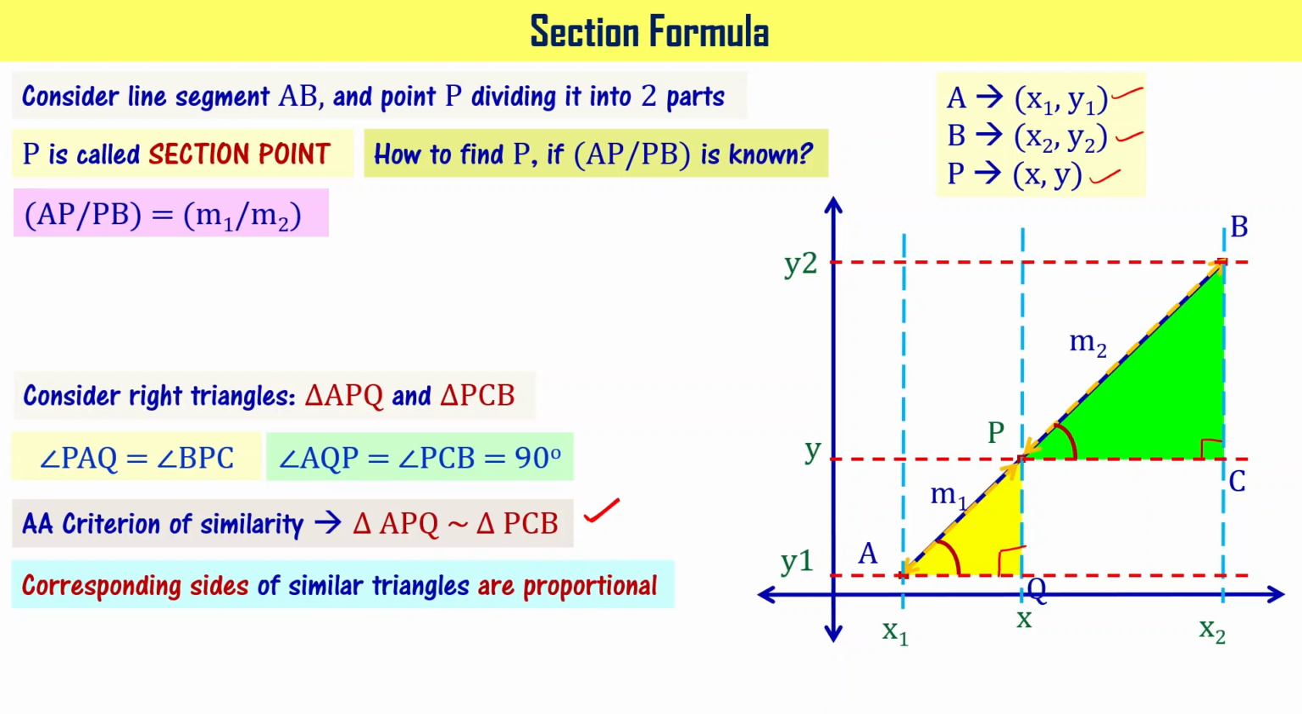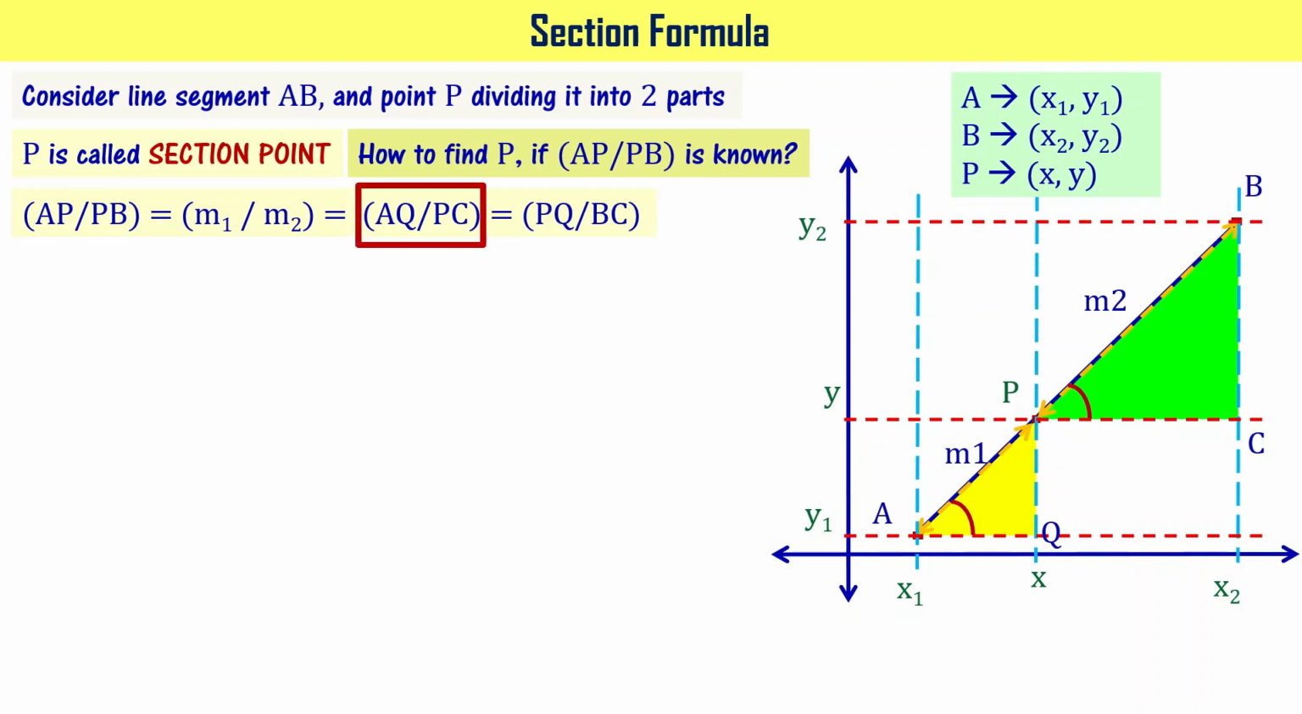And we know that corresponding sides of similar triangles are proportional. It means here PQ and BC are corresponding sides. Their ratio is going to be equal to the ratio of another pair of corresponding sides, that are AQ and PC. So PQ by BC equal to AQ by PC, that is equal to AP by PB, and we know the length of AP equal to m1 units and PB equal to m2 units, right? Let's take a note of this.